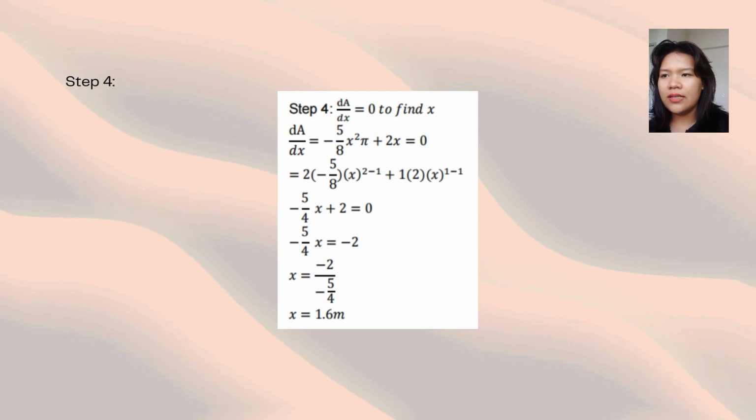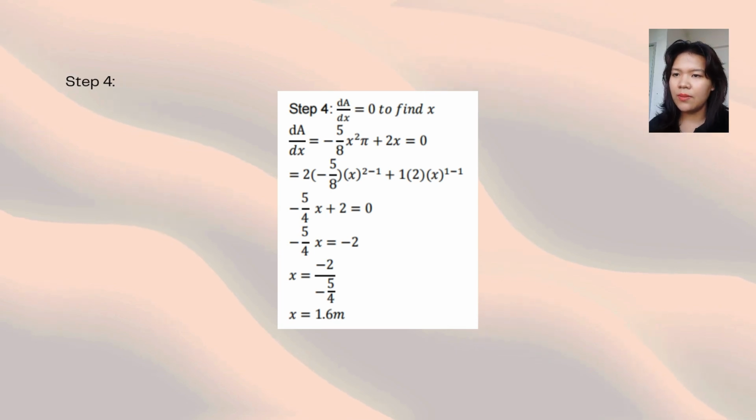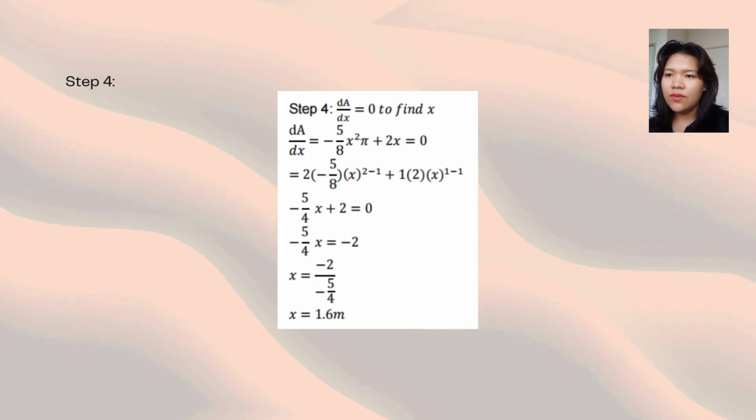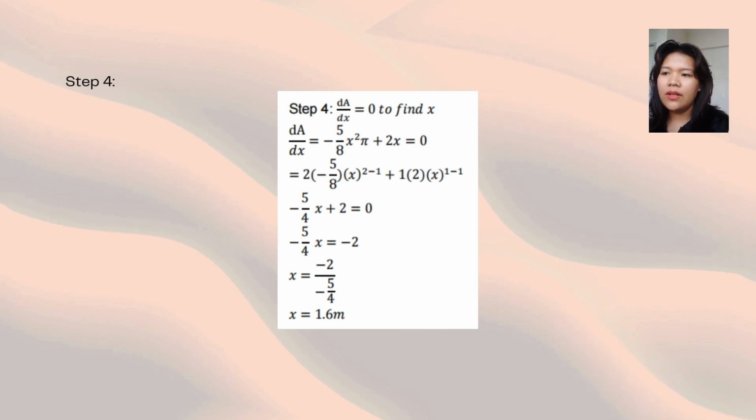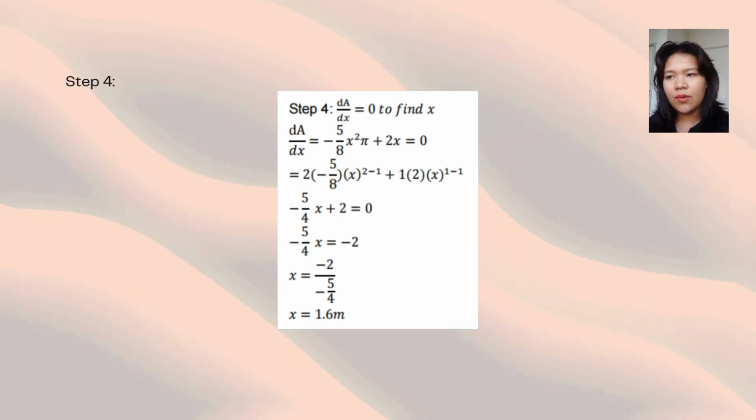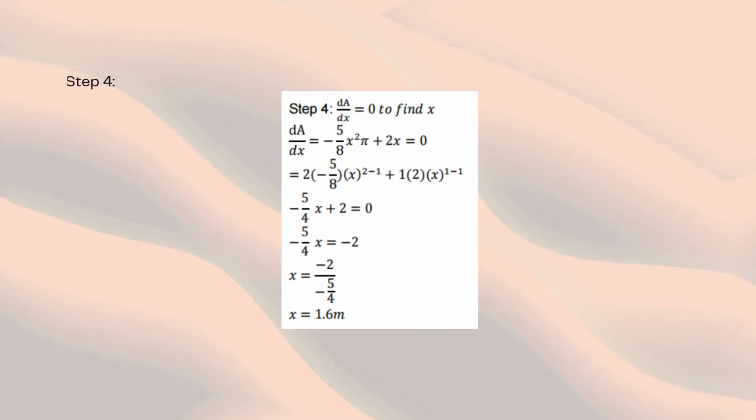And this will solve for x. It becomes negative 5 over 4 x equals negative 2, and x equals negative 2 over negative 5 over 4. The final answer will be x equals 1.6 meters.